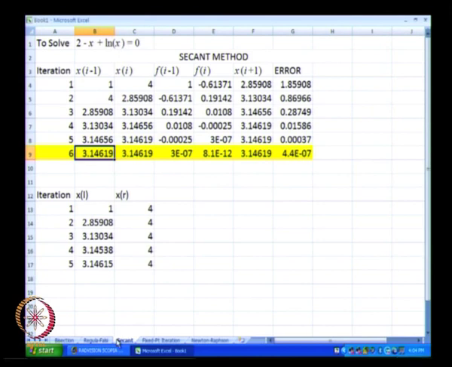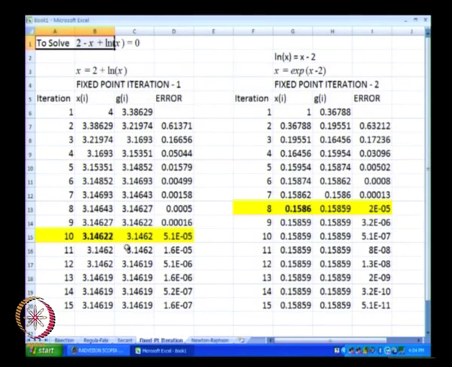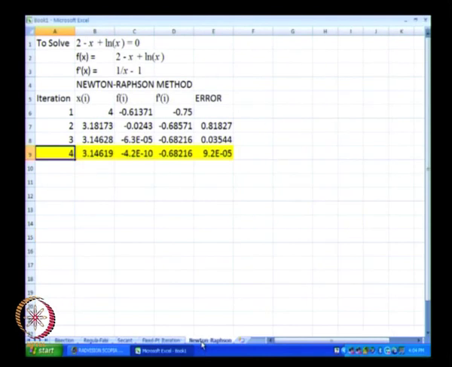The number of iterations required by regula falsi and secant methods are usually approximately the same as each other, because the underlying method of solving the particular problem to get xi plus 1 is not very different between regula falsi and secant method. Fixed point iteration took about 10 iterations or 8 iterations in order to converge, whereas Newton-Raphson took actually just 4 iterations to converge.